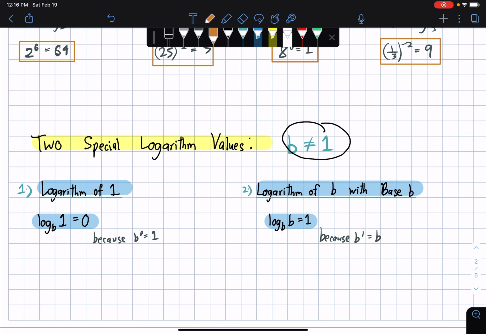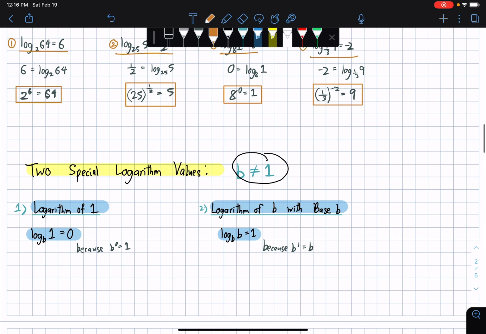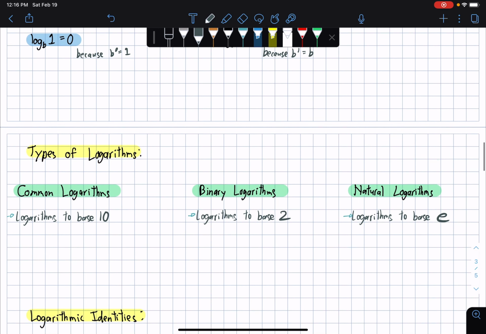Yeah, that's it. We won't be analyzing this too much right now, but you'll better understand it when we come to the examples. So I'll introduce to you the types of logarithms.